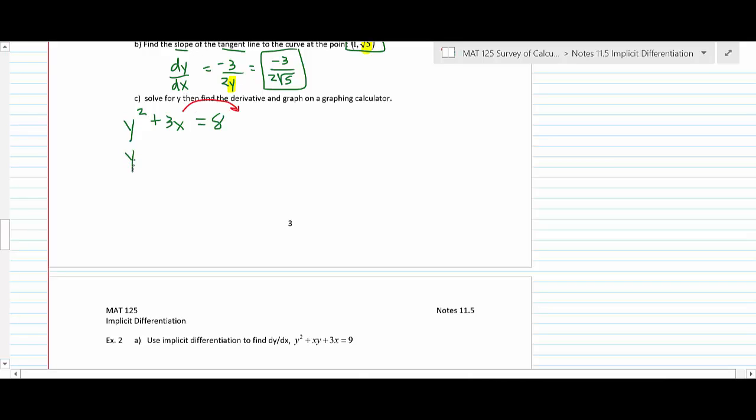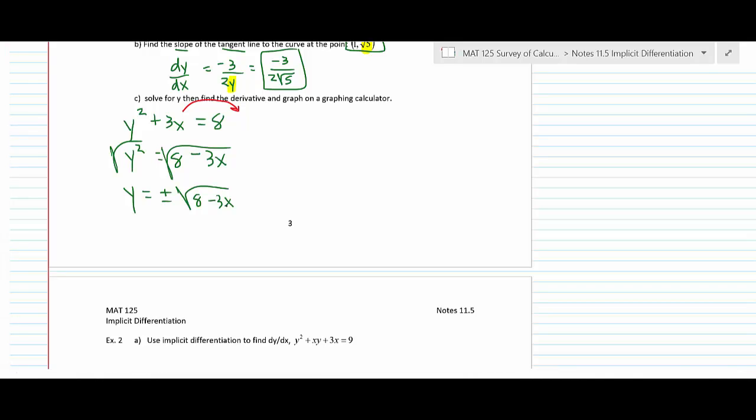You would have y squared is equal to 8 minus 3x, like that. And then what would you do? Square root. So you would have y equals, and here's where you've got to be careful, plus or minus the square root of 8 minus 3x. Now you guys know how to do the derivative of that. I've taught you how to do derivatives of square roots. What do you typically do? Change it to a half power. Now this is going to be a chain rule. So let's write this as y equals plus or minus (8 minus 3x) to the 1/2 power.